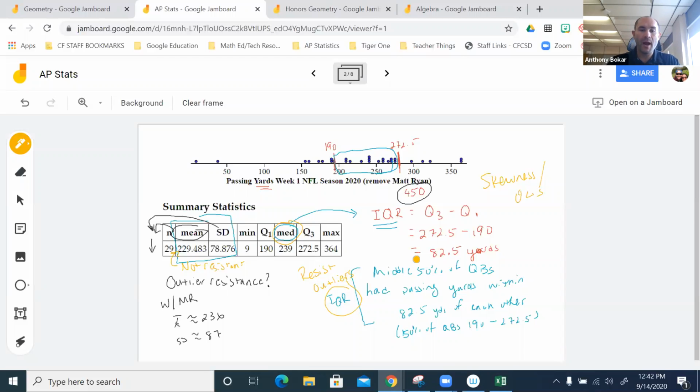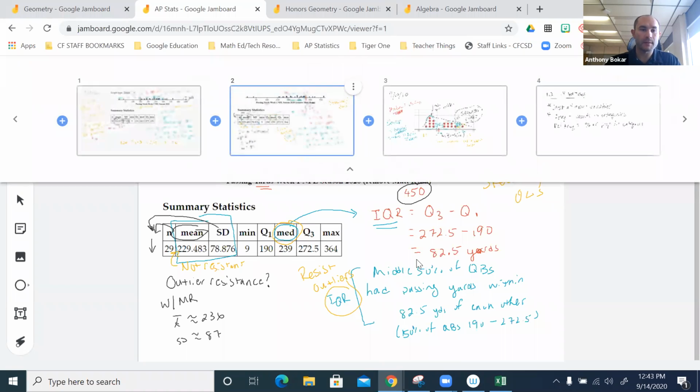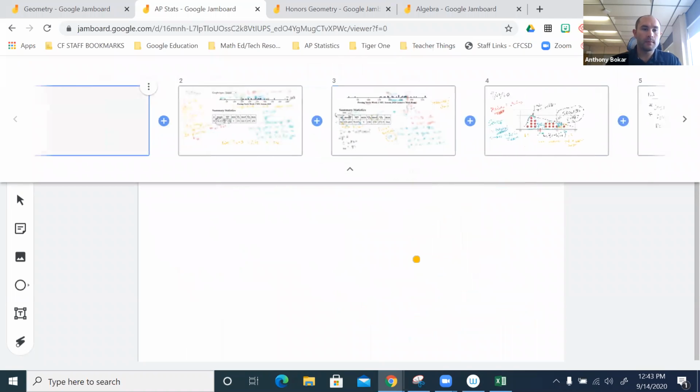So when we describe the center and the variation with outliers, we should talk about the median and the IQR, not the mean and standard deviation, because the outliers influence them too much to make them actually tell the true story, okay? And then one quick final little example here, just so you understand this a little bit better.